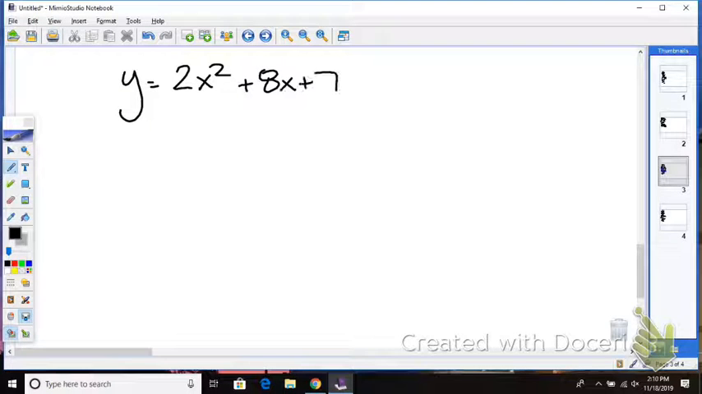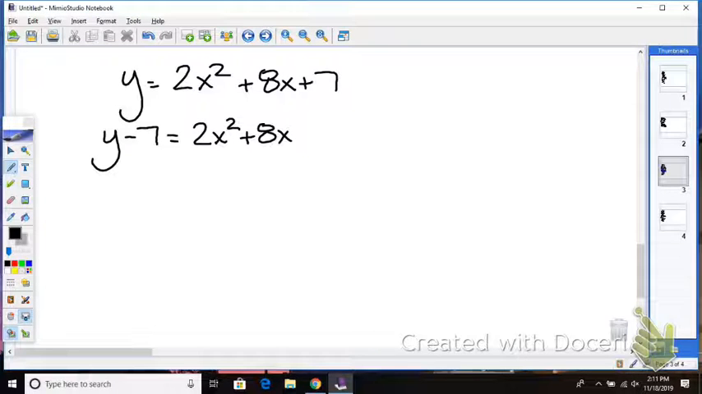I'm going to tell you not to skip ahead of me on this one, and then the next one you can skip ahead of me, because there's something special you have to do in this one because the a term's not 1, and it's not just factoring out. So step 1, I'm not going to write the steps, so I'm going to go a little faster this time. Step 1 is move what? The C term. So I've got y minus 7 equals 2x squared plus 8x.